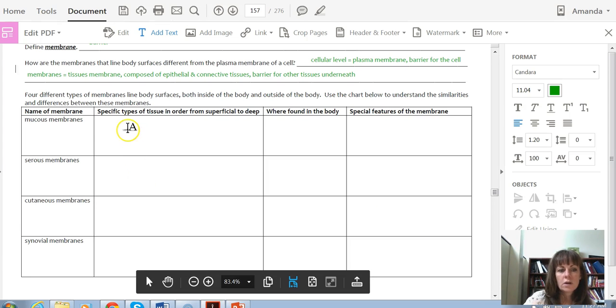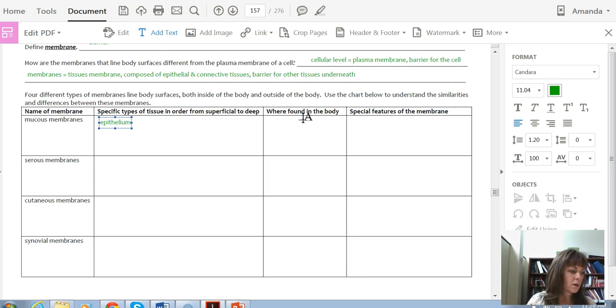So for mucous membranes, our most superficial tissue is going to be some sort of epithelium, okay? Generally it's going to be a simple epithelium, and then underneath we have what's called the lamina propria. And this is going to be made up of areolar connective tissue. Okay, so those are the 2 layers.